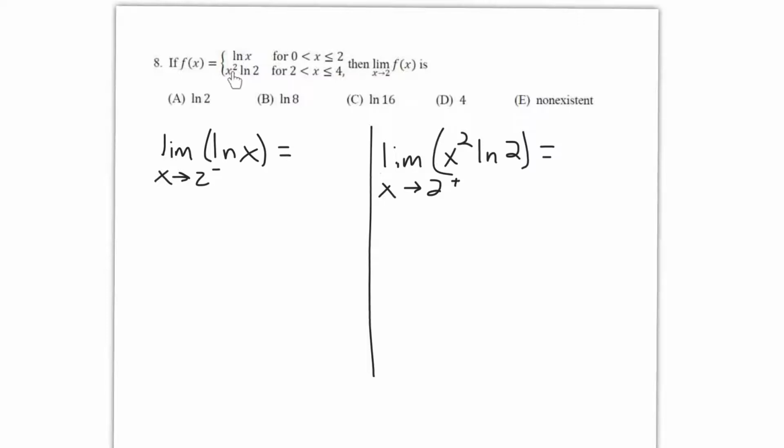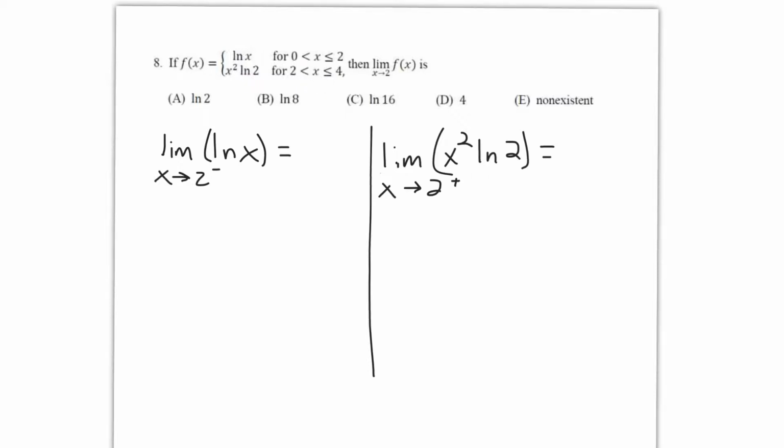Okay, for this function, it's piecewise again. We could be using natural log of x, or we could be using x squared natural log of 2. We're supposed to evaluate the two-sided limit, and the best way to do that is to evaluate both sides of the limit and compare them. To approach 2 from the left means we look at the domain to the left of 2, which is here. So we're going to use natural log of x. That's why we chose that function here. To approach 2 from the right means x is bigger than 2. That's this domain. We're going to use this function right here.